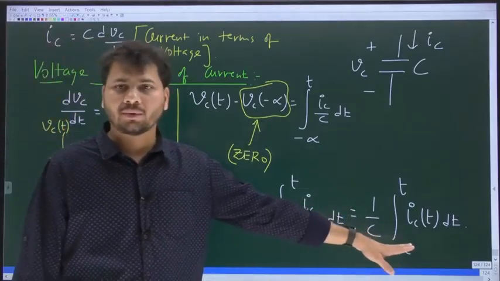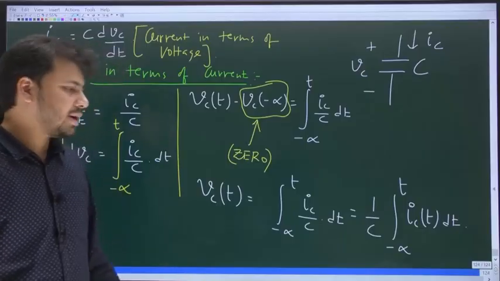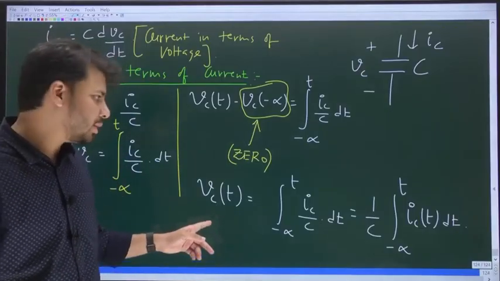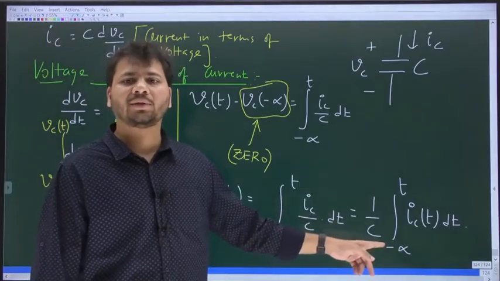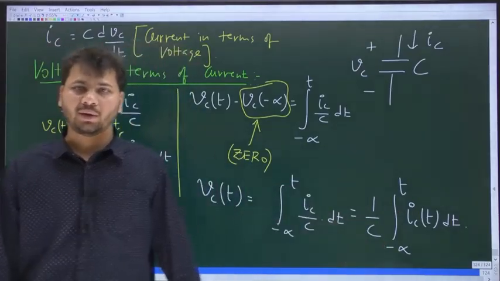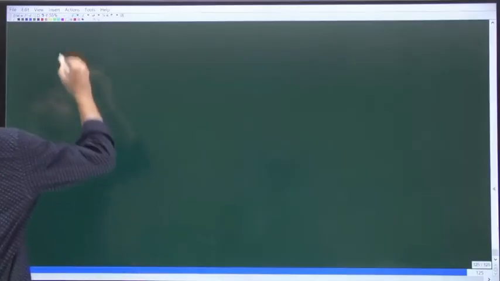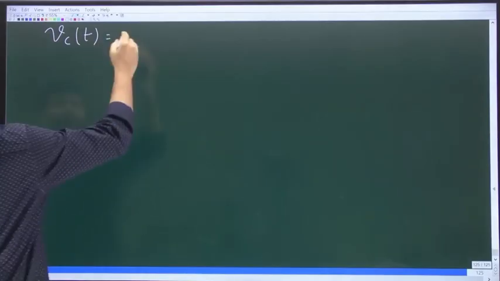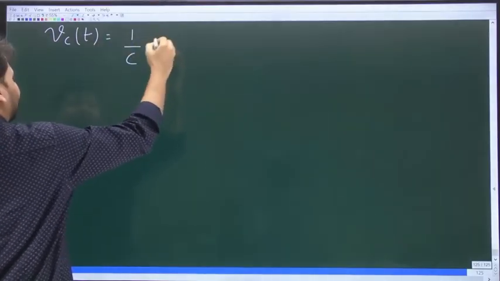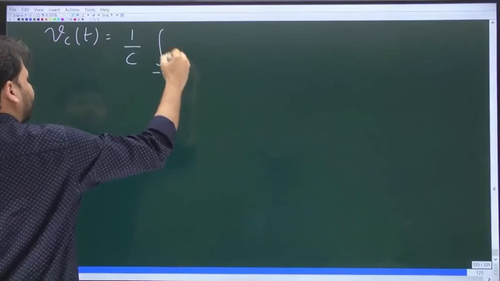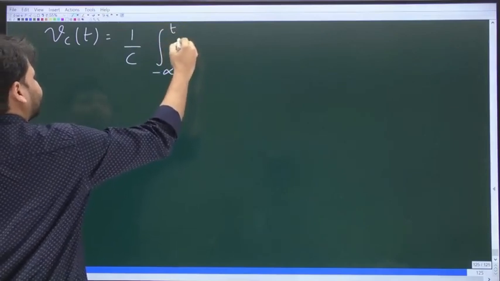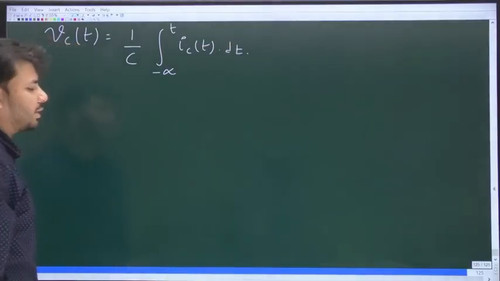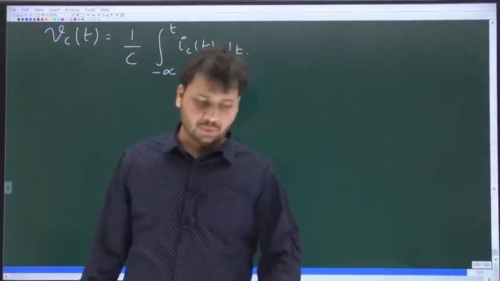We will break this down into two separate parts, and that will make things even more clear. What is Vc of t right now? It is 1 by C integral from minus infinity up to t of Ic of t dt.